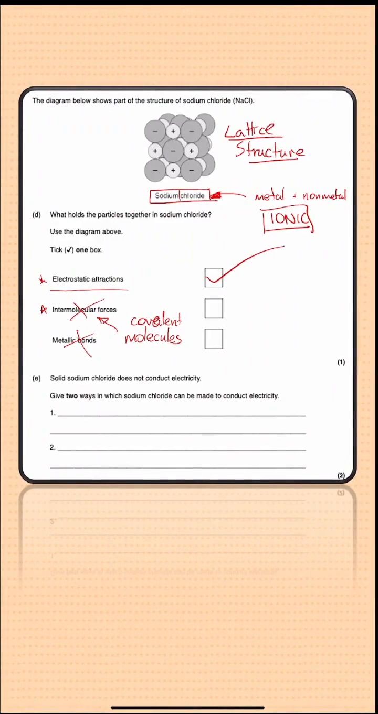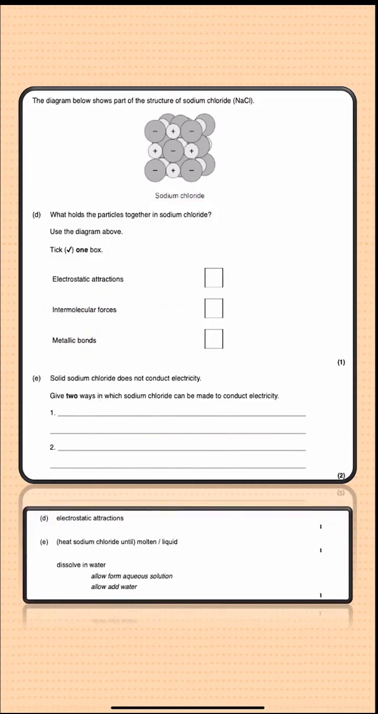Give 2 ways in which sodium chloride can be made to conduct electricity. So we can say molten as 1. So make it molten, melt it into liquid, or dissolve in water. You can say aqueous. So let's just check what the mark scheme says now. So electrostatic attractions, we got a mark for that. Molten or liquid, yes. Dissolved in water or make it into an aqueous solution. You can say add water as well.